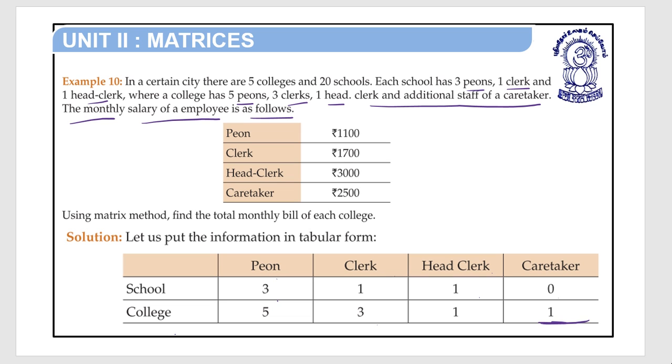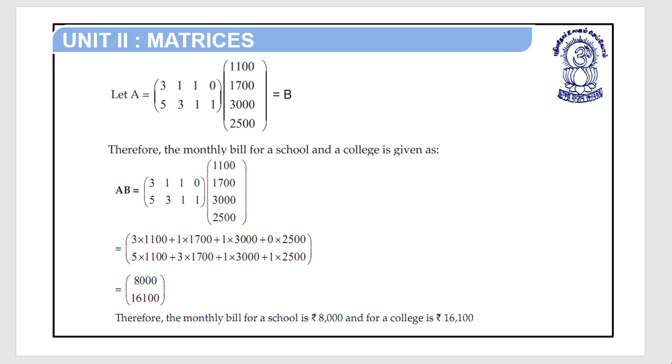And take the monthly salary of peon, clerk, head clerk and caretaker: 1100, 1700, 3000 and 2500, equal to B. Write this one. These both are different. B is equal to this and A is equal to this. Now take AB, A into B.